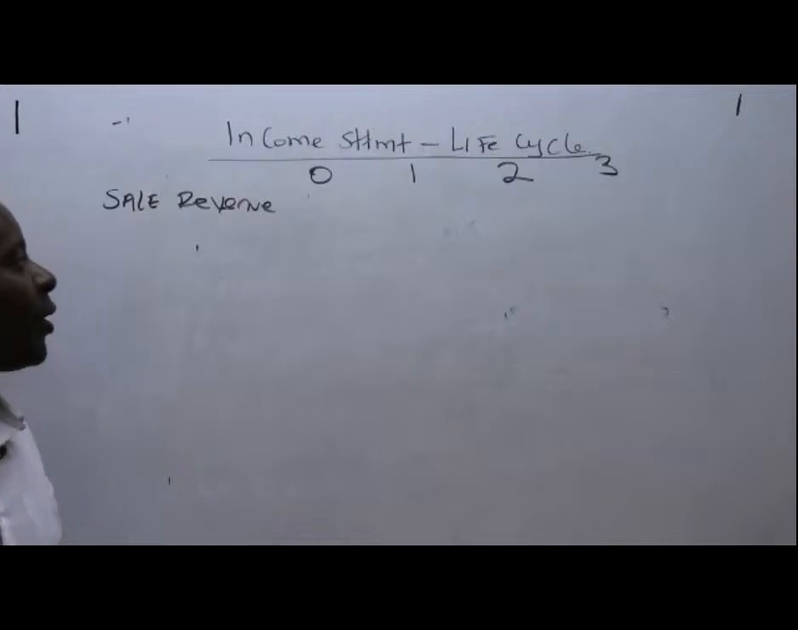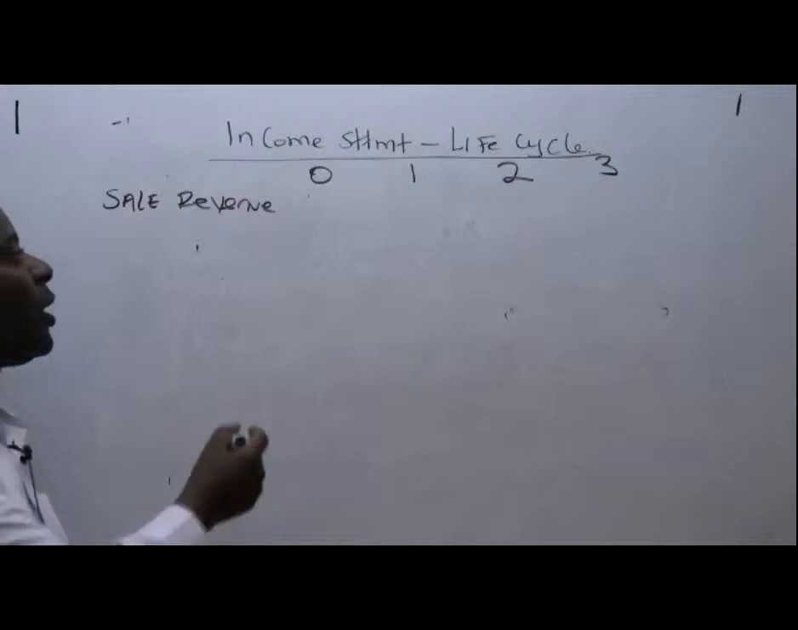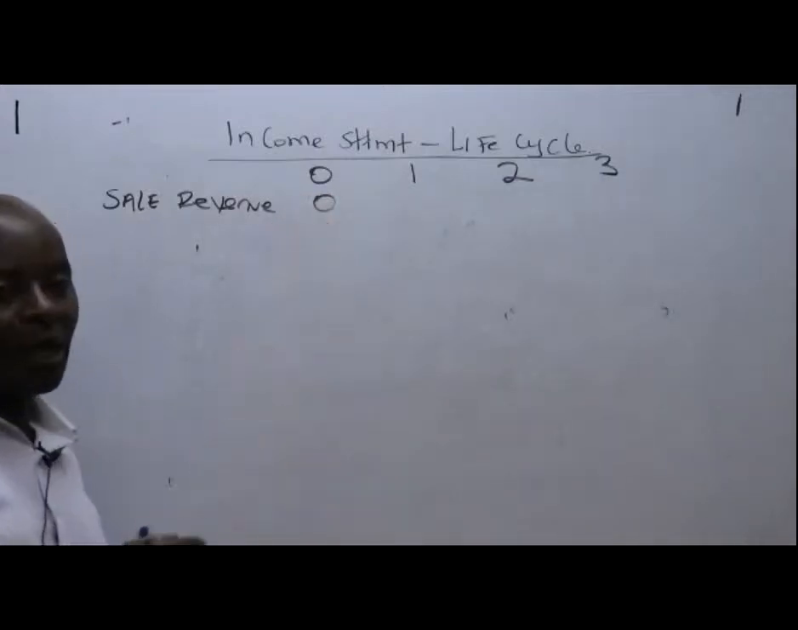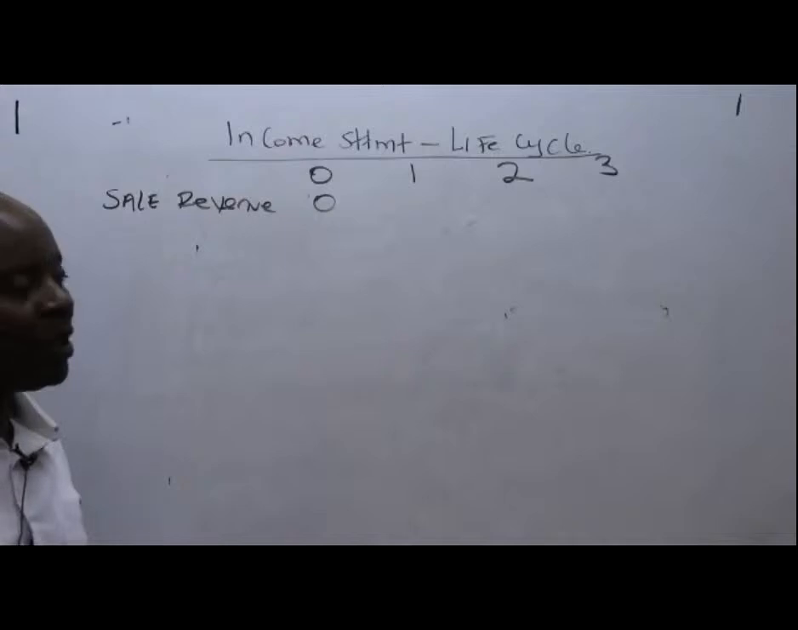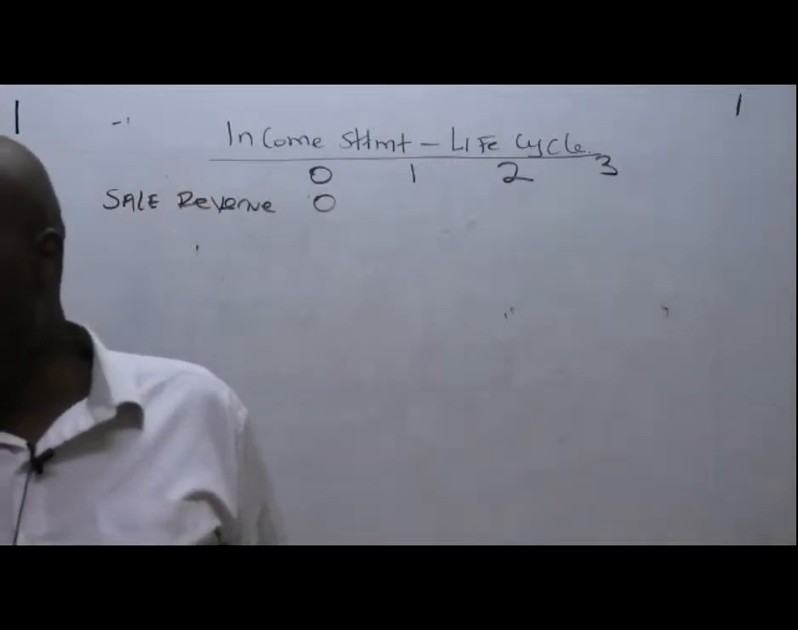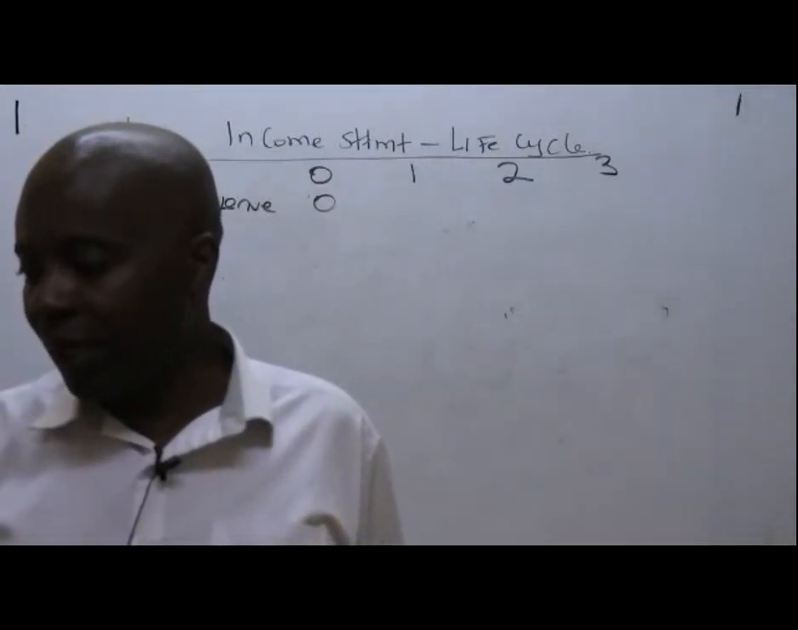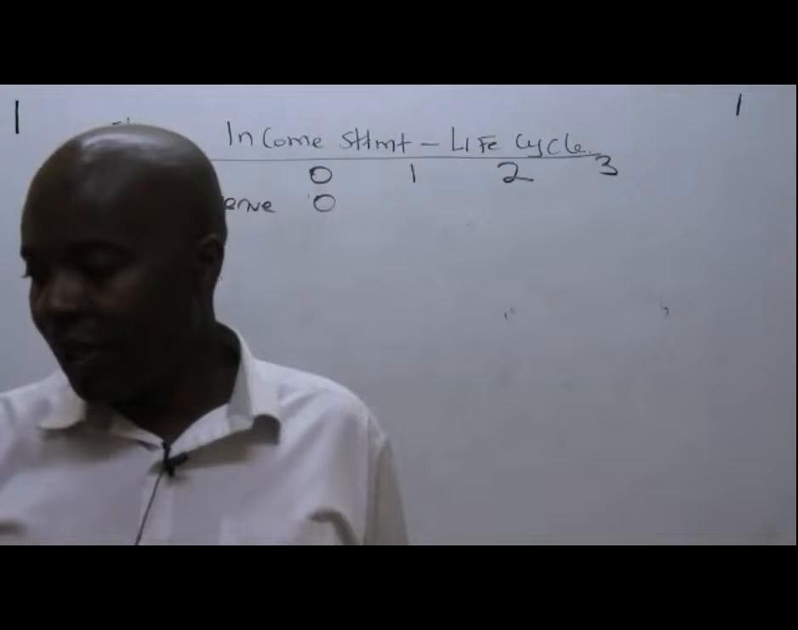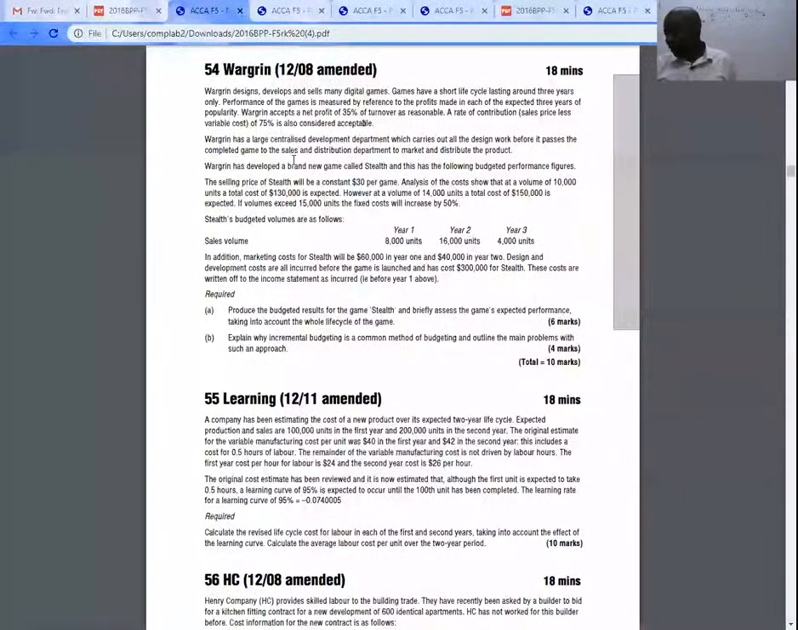Right? So for sales revenue, of course, in year 0, at time 0, we haven't started selling. So revenue there will be 0. Then we go to year 1. Of course, it's not lost on me that there is a price given. The selling price is given in paragraph number 3. The selling price is 30 per game.